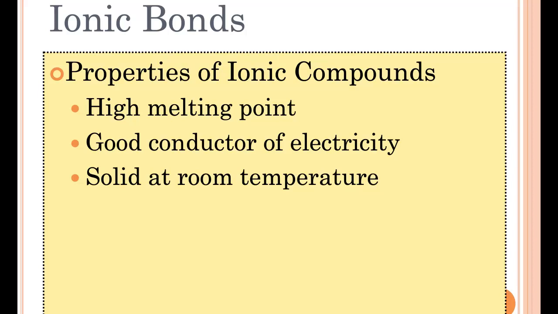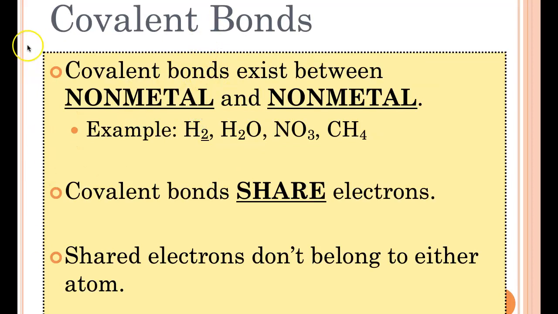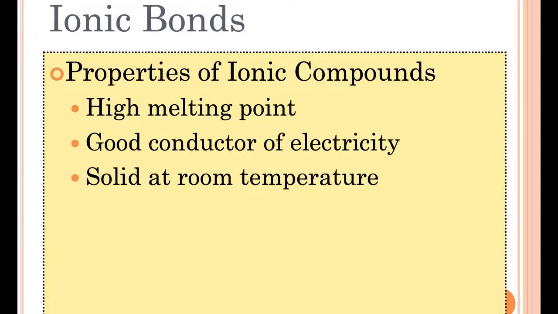An ionic bond has certain properties. They all exhibit certain universal properties. The first thing is a high melting point. What does the word melting mean? When you melt something, it's essentially going from solid to liquid, right?